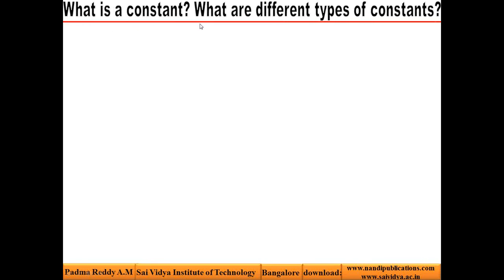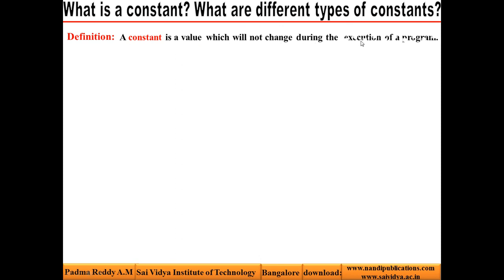Now let us see what is a constant and what are the different types of constants. First, let us look into the definition of a constant. A constant is a value which will not change during the execution of the program. So the value of a constant cannot be changed during the execution of a program. So the constants cannot be modified in the program.